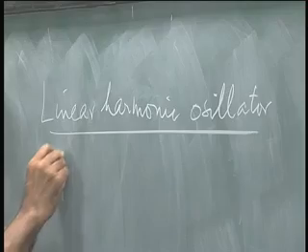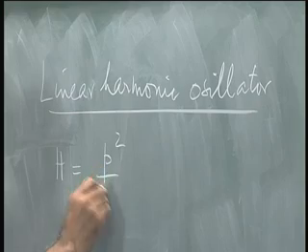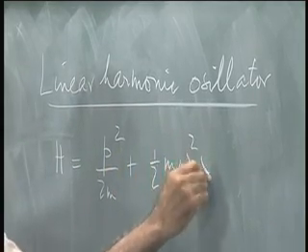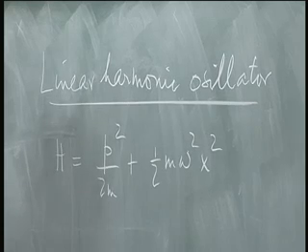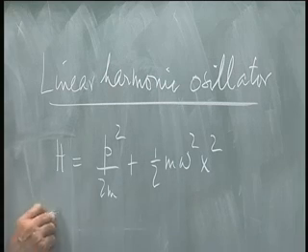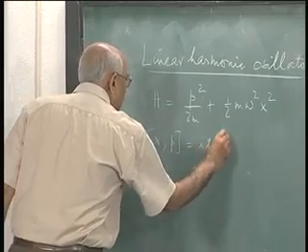The Hamiltonian operator is p squared over 2m plus 1/2 m omega squared x squared. And just as classically you are given the fact that x and p obey a Poisson bracket relation, quantum mechanically you have the fact that the commutator of x and p is equal to i h cross times the unit operator.